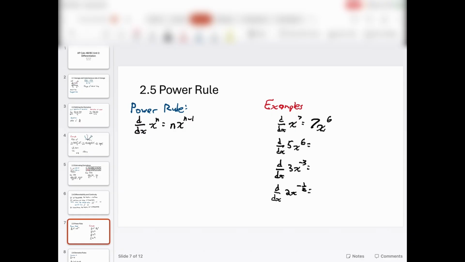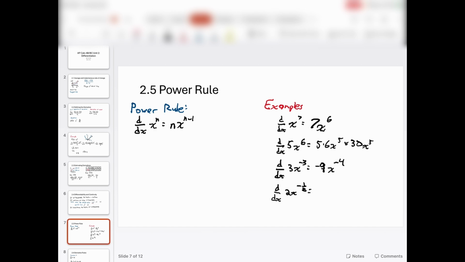And here we have 5x to the 6th. You just do 5 times 6, and then 6 minus 1, so it'd be 5. And that would become 30x to the 5th. The same rules apply for negative exponents. So you just do negative 3, it'd be negative 9, x to the negative 4.